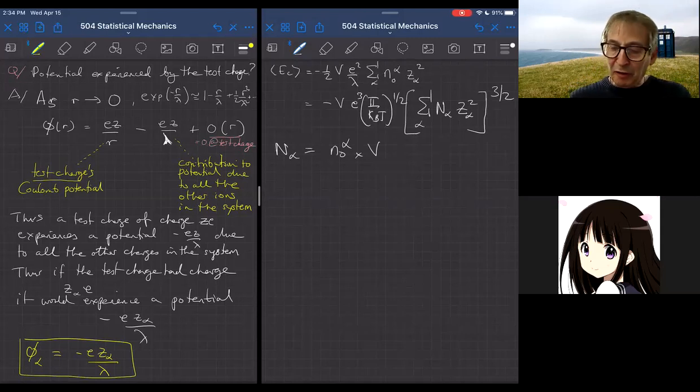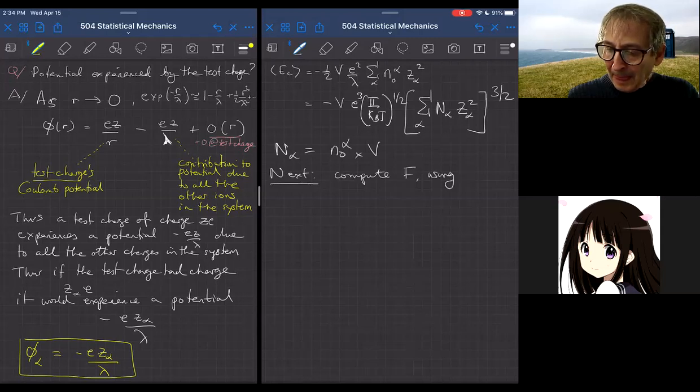So I'm going to use a trick to compute the Helmholtz free energy. So what is the trick? Well, the trick is this. I know what the free energy is for an ideal gas. So instead of computing just the free energy, I'm going to compute the free energy difference due to the Coulomb interactions. So the trick is to compute the difference.